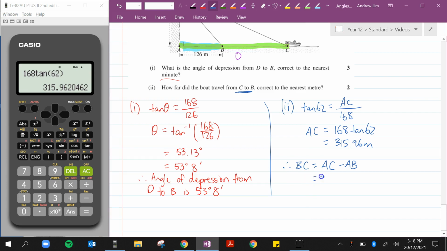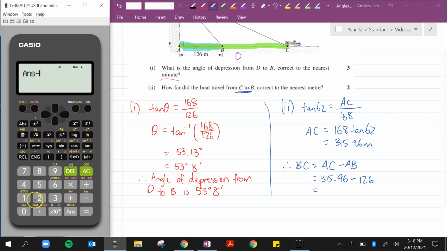So that's 315.96 minus the 126, which is 189.96. Then the question says correct to the nearest meter. So I'm just going to round that to 190 meters.